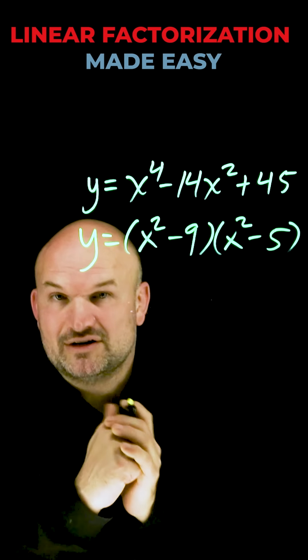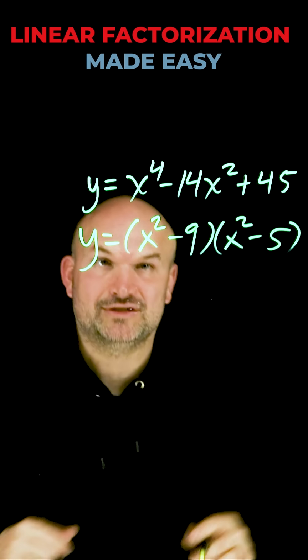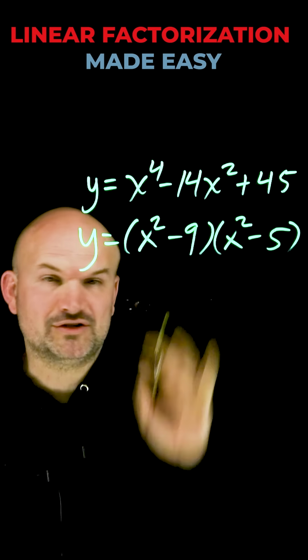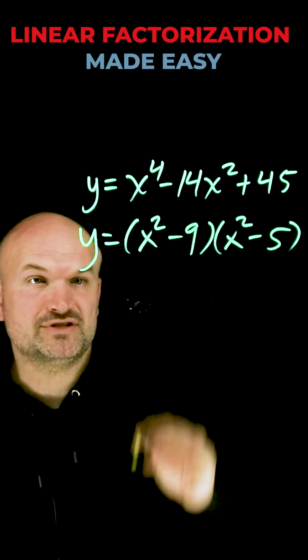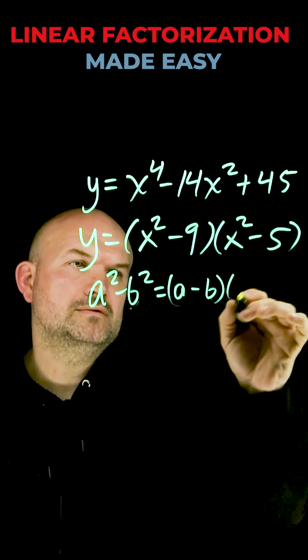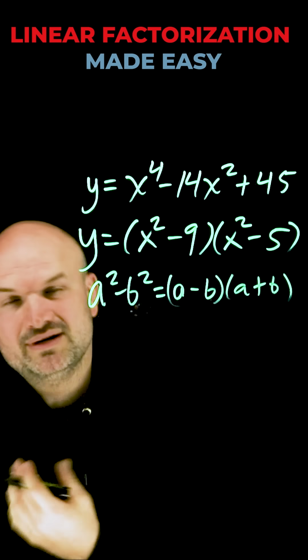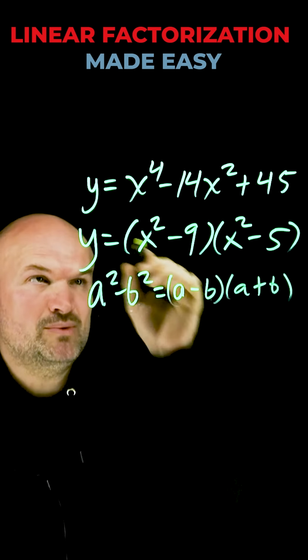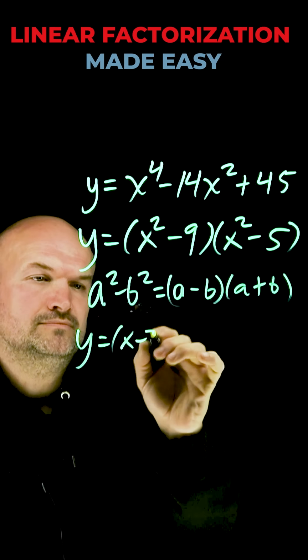Now, this is in factored form, but it's not in linear factors. So the next thing we need to remember is how do we factor these further down? That's going to come into the difference of two squares. Okay, so hopefully you recognize x squared is a square term, 9 is a square term, so we can factor that one down rather easily.